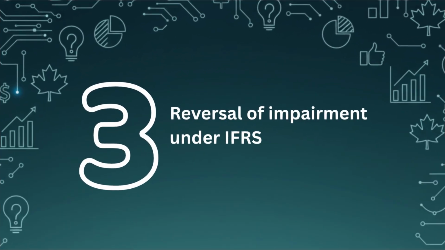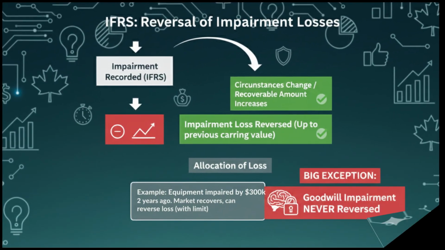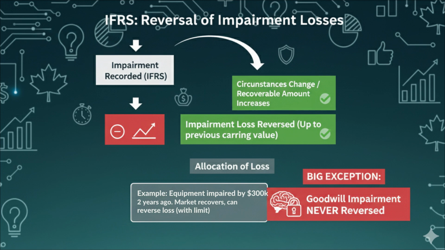So far, we've seen how to record impairments. But what if circumstances improve? Can impairments ever be reversed? Let's talk about that next. Here's something that often surprises students. Under IFRS, impairment losses can sometimes be reversed. If circumstances change and the recoverable amount increases, you can write the asset back up, but only to the value it would have been if impairment had never been recorded. For example, suppose equipment was impaired by $300,000 2 years ago, but today the market has recovered. You can reverse part of that impairment, subject to limits. The big exception: goodwill. Goodwill impairment can never be reversed.